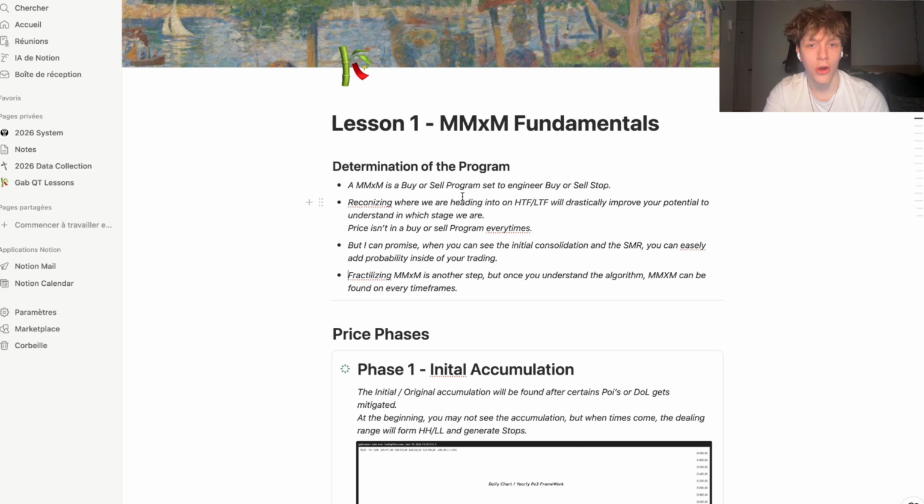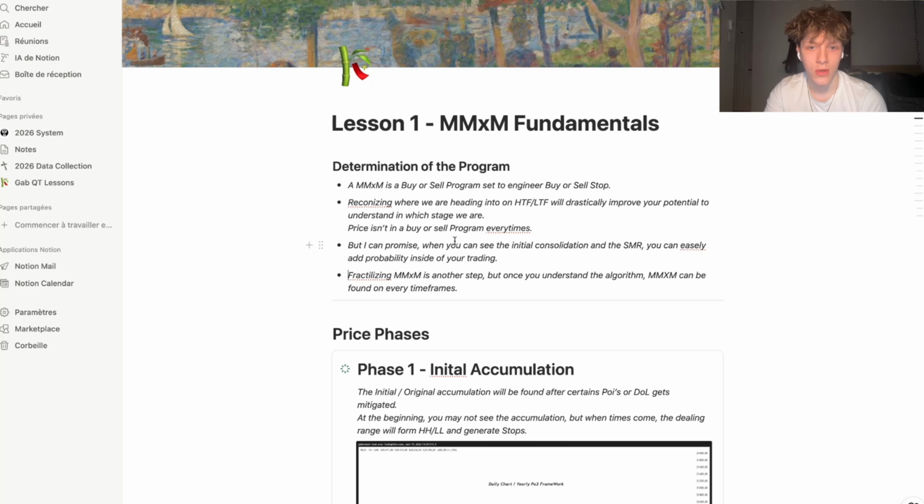Recognizing where we are heading on the higher time frame and lower time frame will drastically improve your ability to understand which stage we are in. Price isn't in a buy or sell program every time. What does this sentence mean? It's pretty simple. When you recognize the narrative, you have more chance of recognizing whether or not we are in a buy model, because the higher time frame narrative will always hold more power than the lower time frame one, meaning you want to look for a continuation inside of this narrative with a buy or sell program.